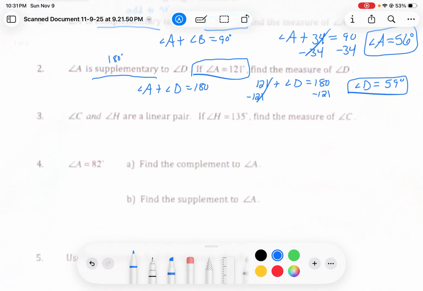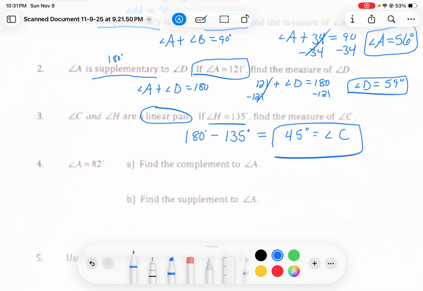So angle C and angle H are a linear pair. What that would mean is that they form a line together, or they add up to 180. So kind of a shortcut here is, if you know they add up to 180 and they give you one of them, you could do 180 minus the angle they give you. So 180 minus 135, and that would give you 45 degrees. So angle C has to be 45 degrees, because 45 plus 135 is 180.